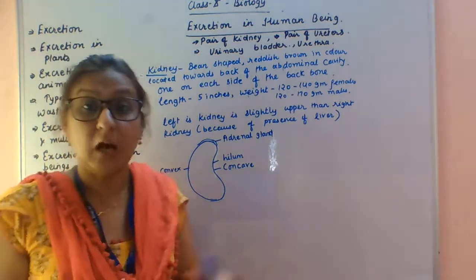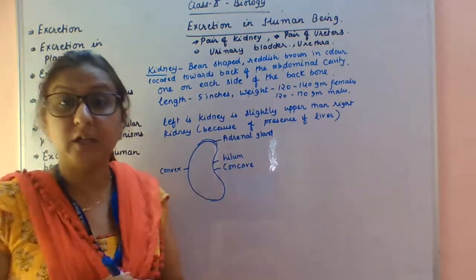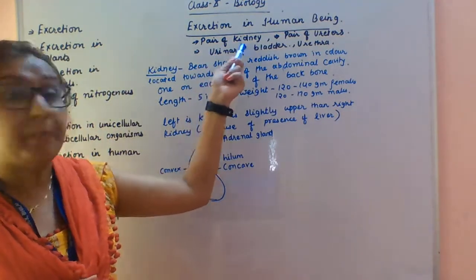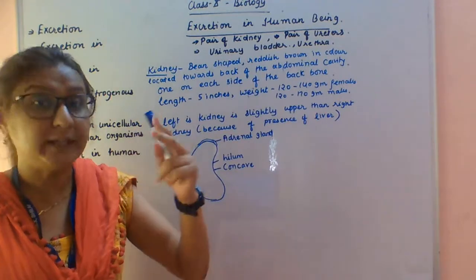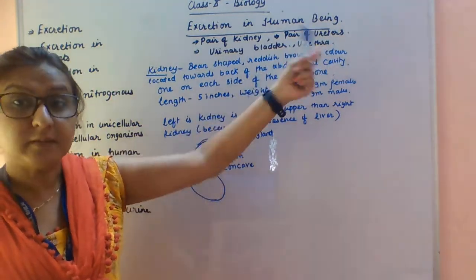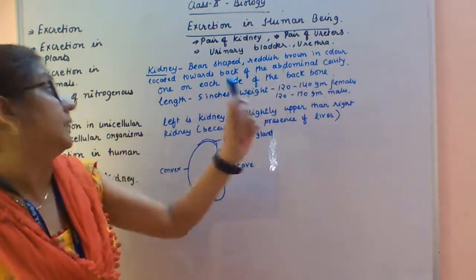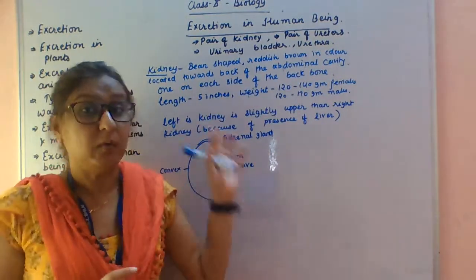Okay students, now we will start with the topic excretion in human beings. Excretion in human beings consists of a pair of kidneys, a pair of ureters, the urinary bladder and the urethra. Now first we will learn about the kidney.